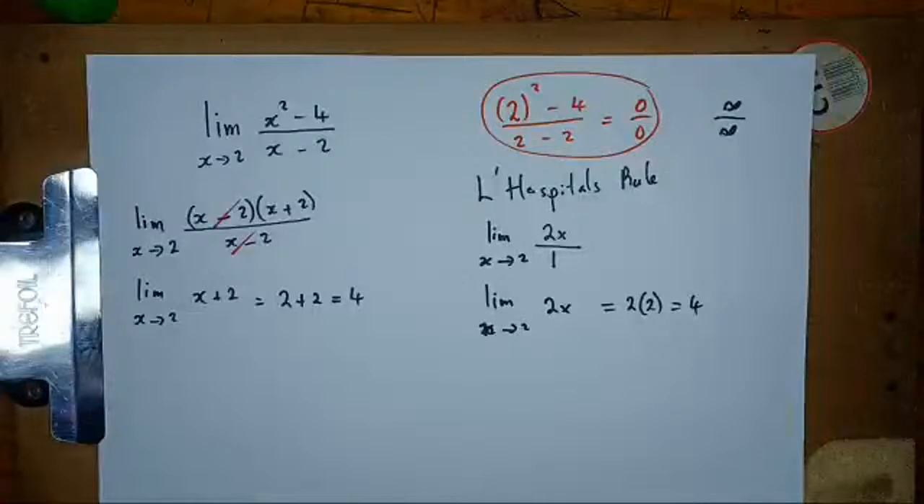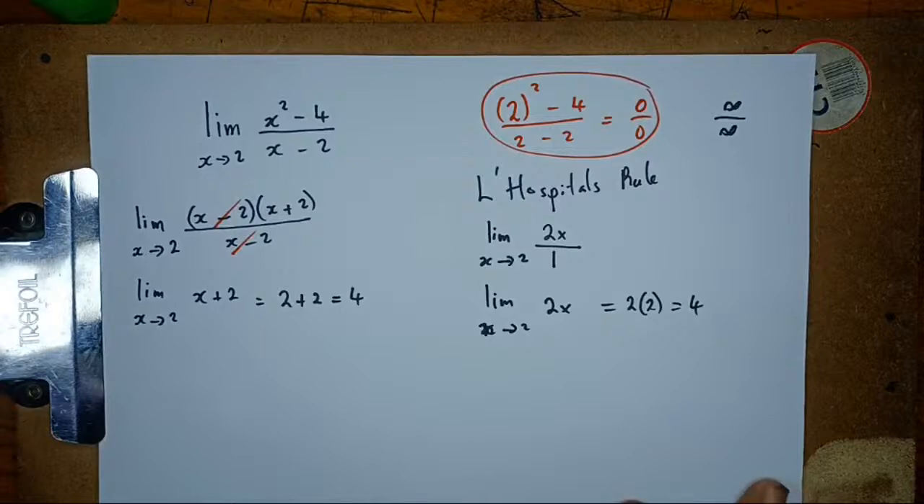So this method of difference of two squares is limited because some questions will not allow you to use the difference of two squares, meaning that at some point when you have 0 over 0, you have to use L'Hopital's rule. And we'll look at examples that are restricted only to L'Hopital's rule.